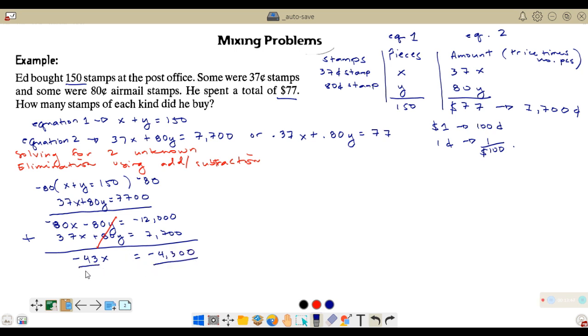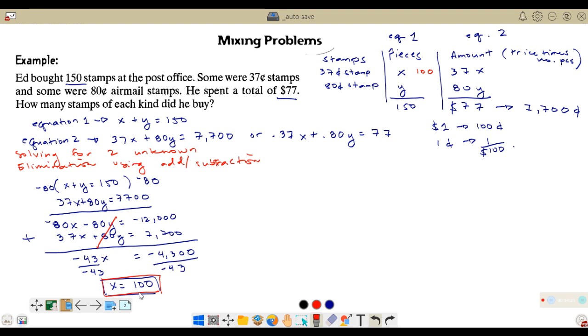If you divide both sides by negative 43, the numerical coefficient of x, you will end up with the number of pieces for x, which is 100. So, meron tayo pala ditong 100 pieces ng 37-cent stamps. Gawin kong kulay red yung kulay para na-establish natin yung connection nila. So, the answer is 100. Good na tayo.